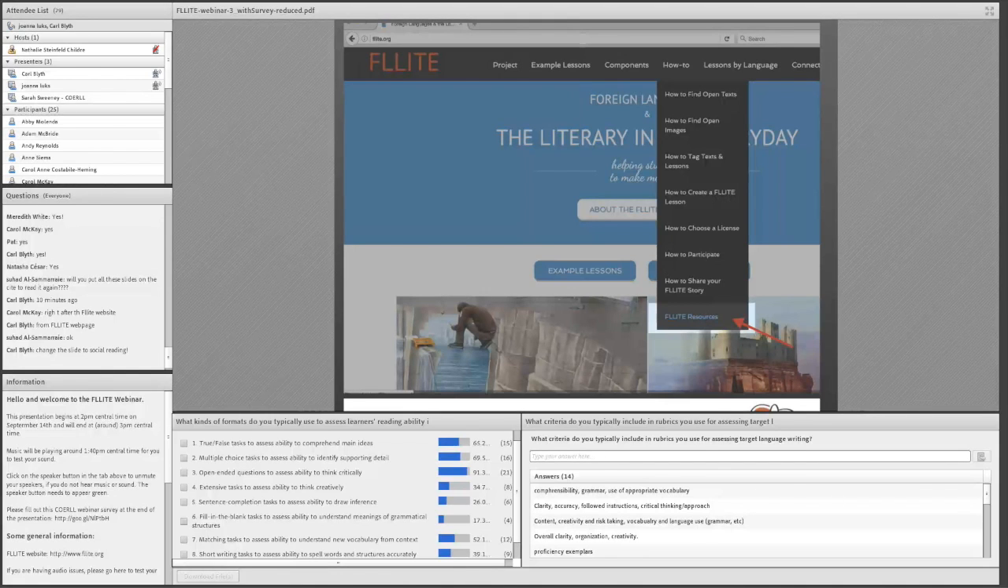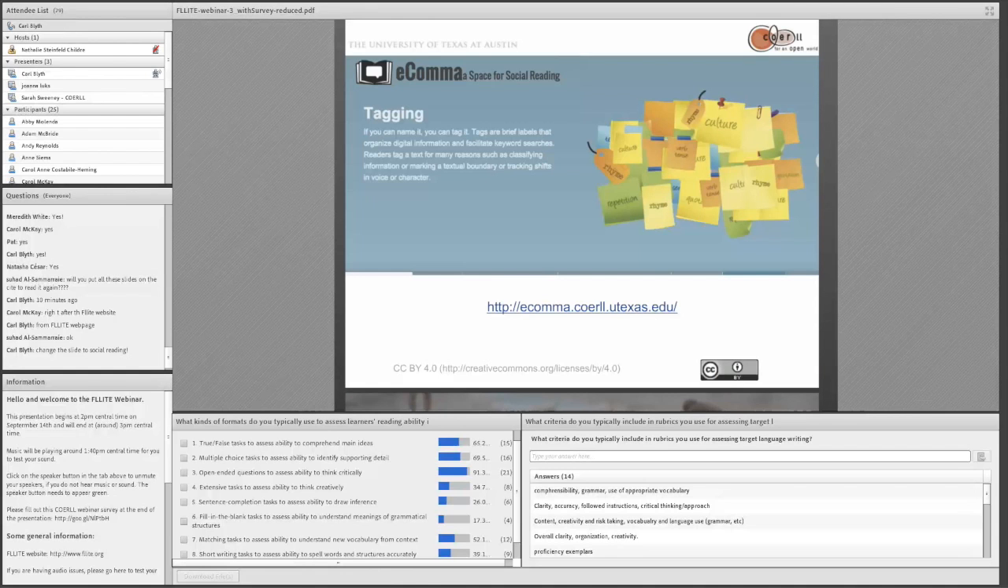There are many applications that one can use for social reading. I happen to use eComma because it was created and hosted by CERCLL. It's also, therefore, an open resource, so free to use, and it's also very user-friendly. So if you want to take a look at what that is, you have here the website and the web link.